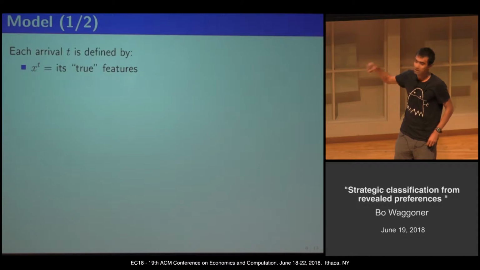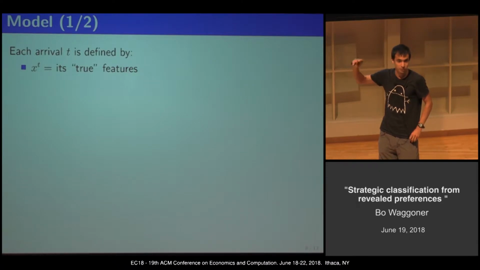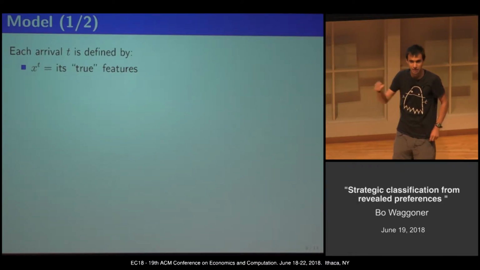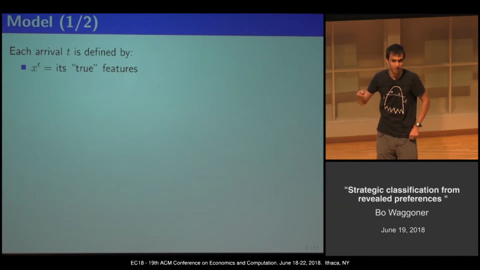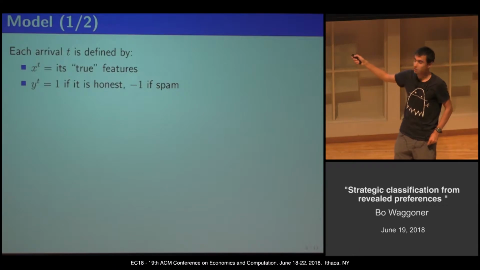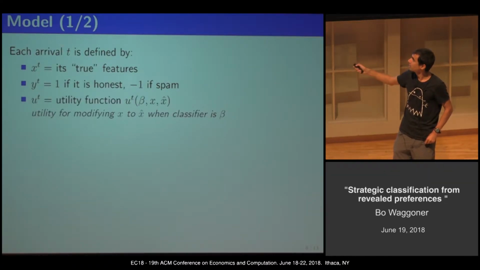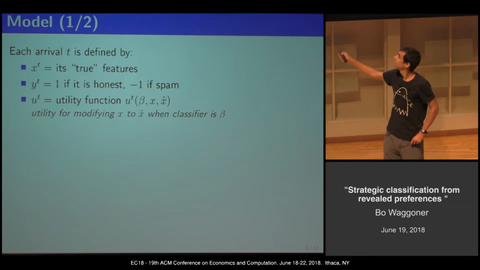Okay, so these arrivals come online, right, one at a time. Each arrival is defined by, we're assuming, some set of true features, x_t. That's like the email that the person really wants to send, but they may not end up sending it. They may send something else. y_t is their true label, so let's say 1 if honest and -1 if spam. Okay, again, this is just the definition. I'm not saying that we observe these things yet.